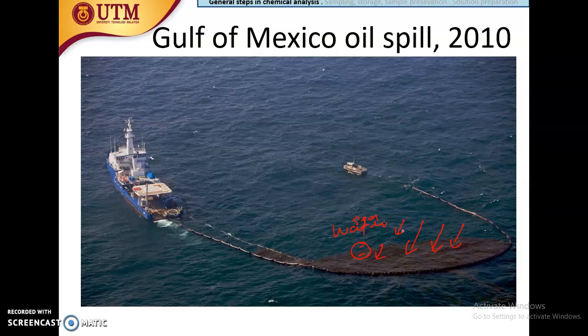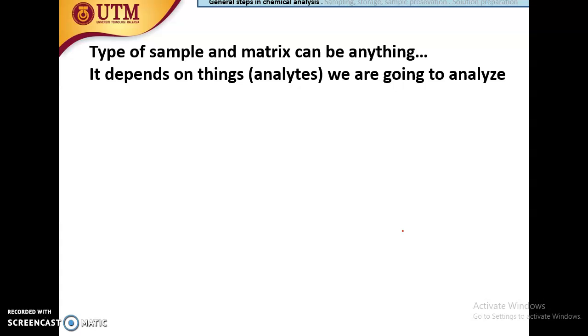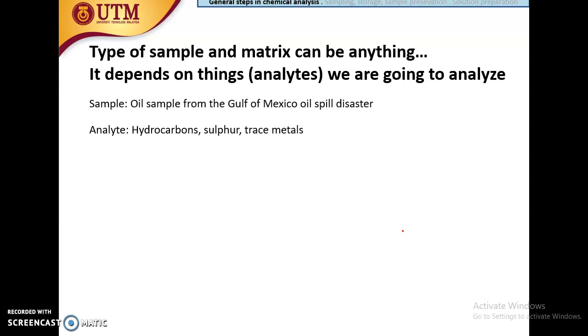Let us look at several other examples. The type of sample and matrix can be anything. It depends on the analyte that we are going to analyze. Once again, the analyte is the chemical compound or compounds that you want to analyze. The sample is the oil sample from the Gulf of Mexico oil spill disaster, and the analyte can be anything from hydrocarbons, methane, pentane, hexane, everything, to sulfur or even trace metals. It's up to you what you want to analyze.